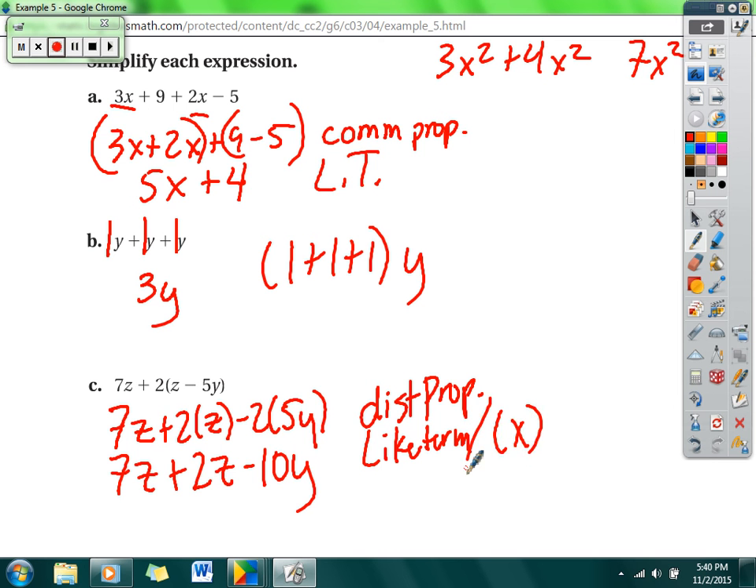Okay, now 2Z and 7Z are like terms. So this is going to be 5Z minus 10Y. This is going to be your final answer. This is due to like terms. Okay? At this time, I would stop and simplify the expression 11 and 12.